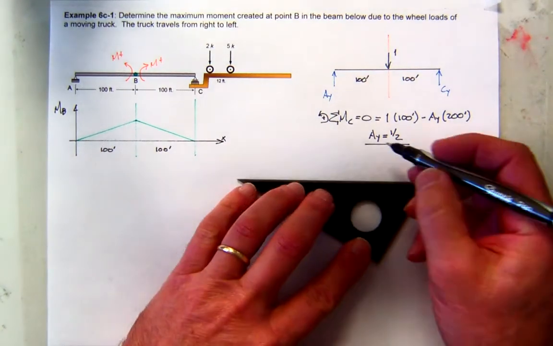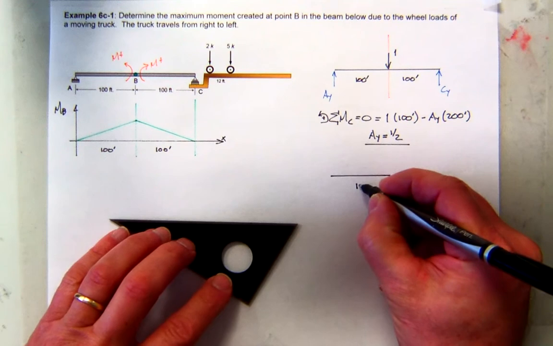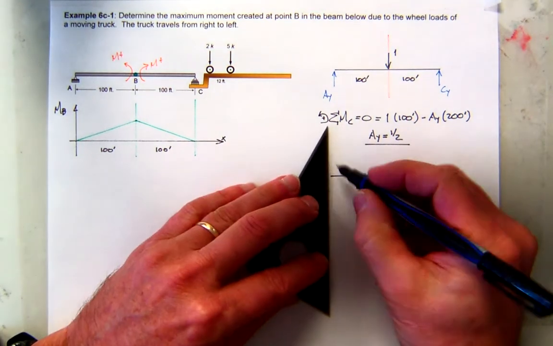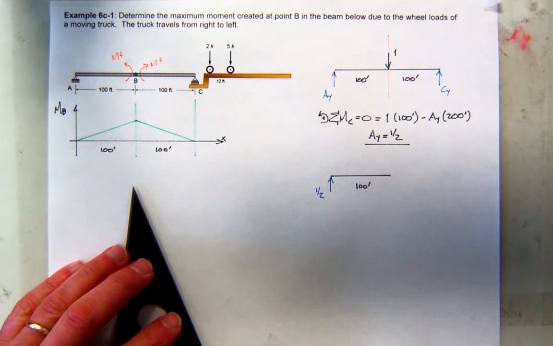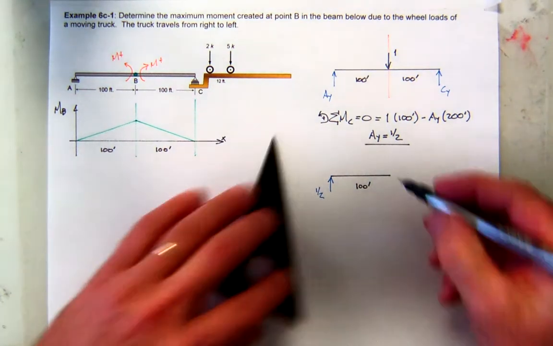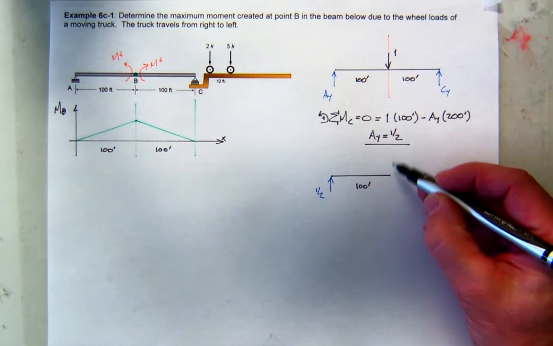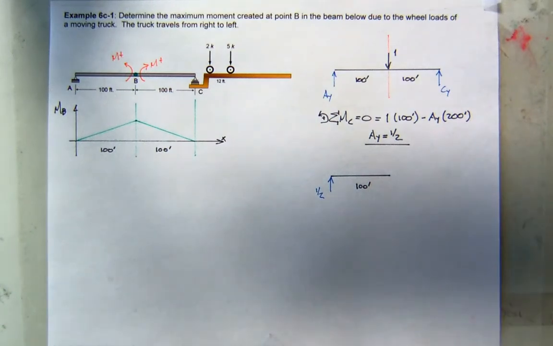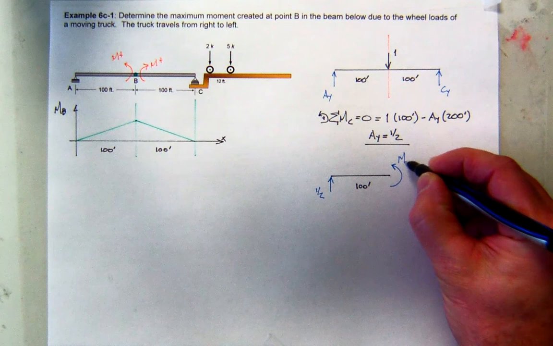So now I'll cut my structure. You want to work the left side, so we will. We'll cut it at 100 feet. I just saw from my reaction that AY is 1/2. And really, you can have the 1 on there or not. It won't matter because it's going to be right at the cut, so it won't create any moment. But I do want to know the moment at B.